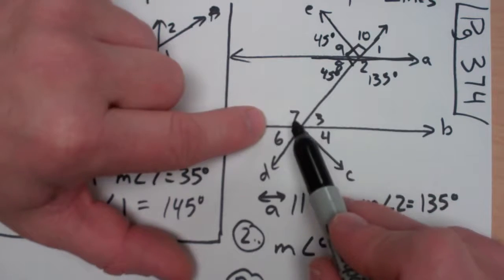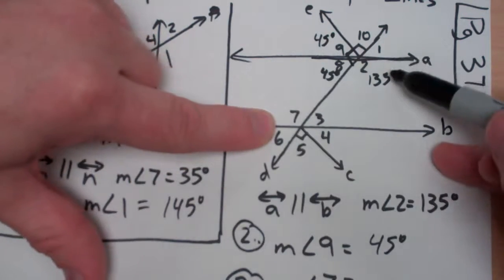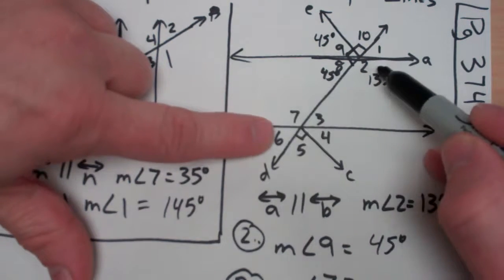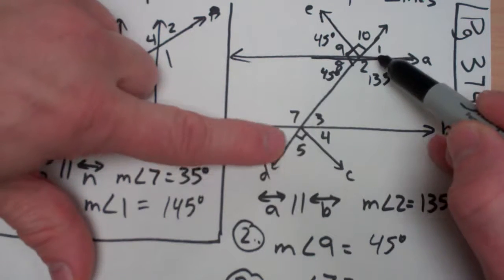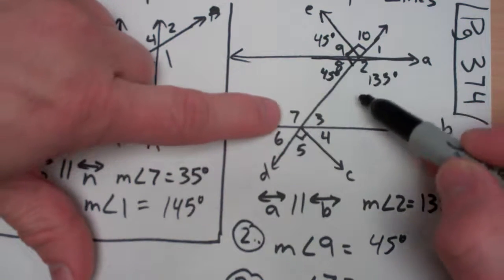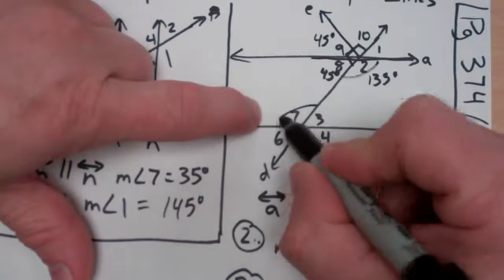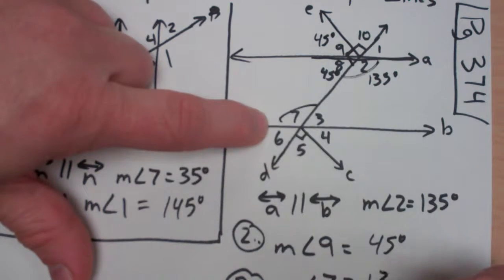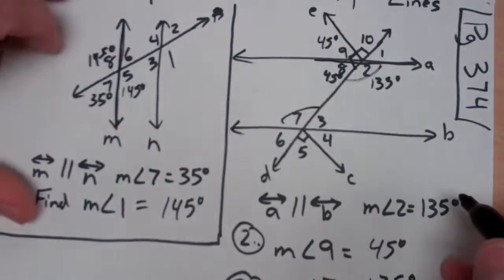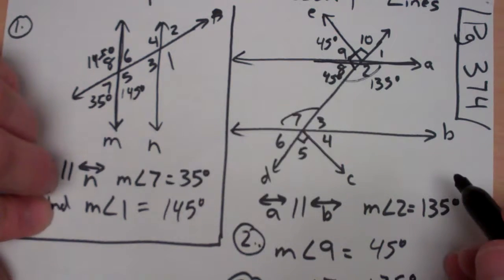Let me find 7. Angle 7, isn't that just alternate interior? They're inside the parallels, top right to bottom left. Angle 2 is going to be congruent to angle 7, so I know that's 135 degrees. So a little bit of review on those things.